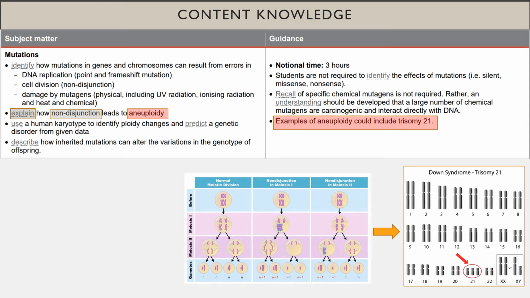So this particular karyotype is Down syndrome. And in Down syndrome, on the 21st pair of chromosomes, there are 3 rather than a pair of 2.